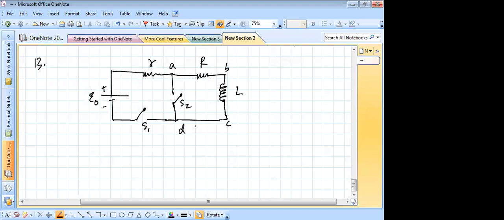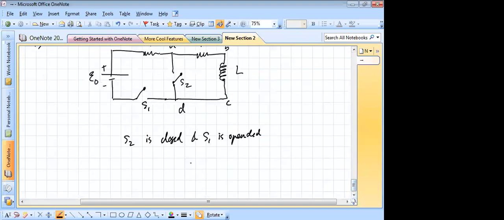Okay, now in the circuit shown, the current I0 is 4 amperes when S2 is closed and S1 is open. Okay, so at some instant, S2 is closed and S1 is open. So at that point of time, let us say your equivalent circuit becomes like this.